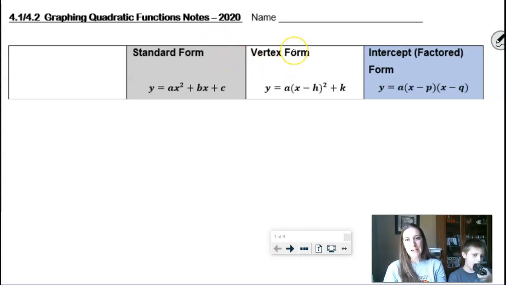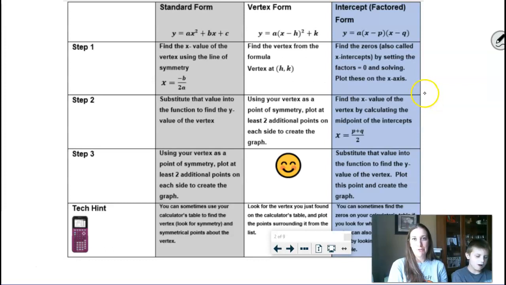So, standard form looks like this. It is the general form for a quadratic. Then we have vertex form, named very aptly because you can see the vertex, and then intercept form, also known as factored form, looks like this, called intercept form because you can easily identify the two x-intercepts of your quadratic. So there's the chart I'm referring to. It's got a lot of info on it, and again, it reads down the columns. Tech hints are at the bottom.